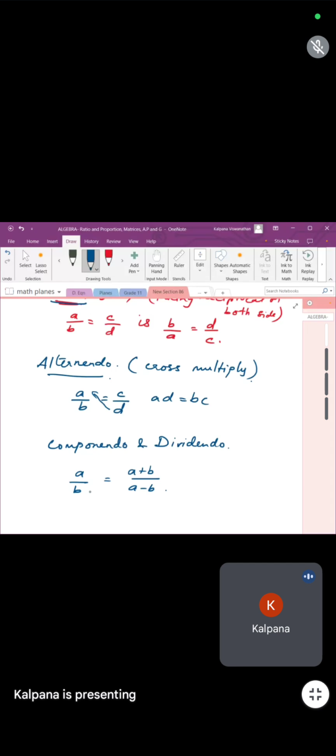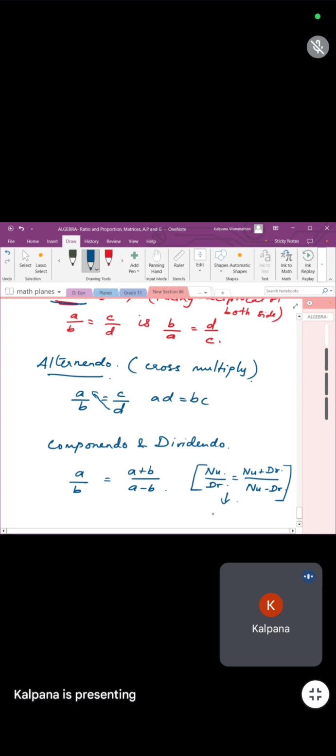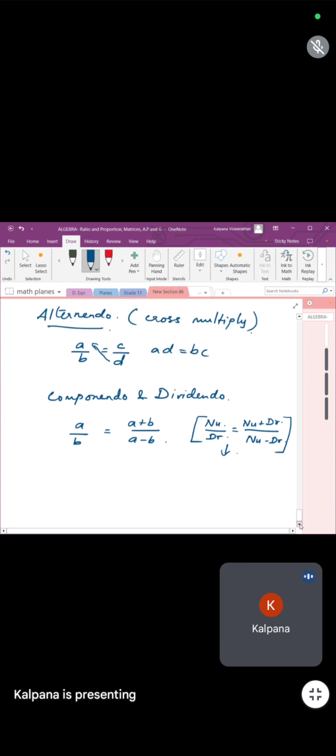So here simple numbers like A by B are given. Generally you will remember it as numerator by denominator. Whatever may be your numerator or denominator, you will write it as numerator plus denominator by numerator minus denominator. Because we cannot expect single simple numbers here, it will be an expression. So you take the complete numerator plus denominator divided by numerator minus denominator. When you have an equation, it has to be applied on both the sides.